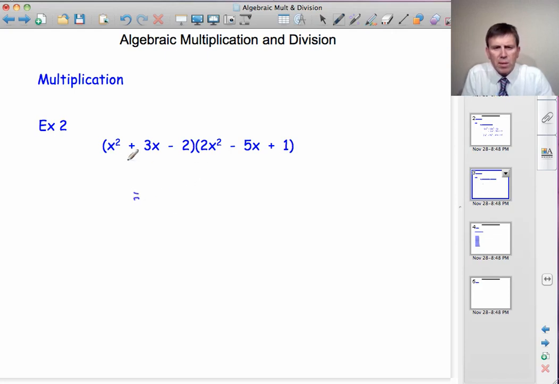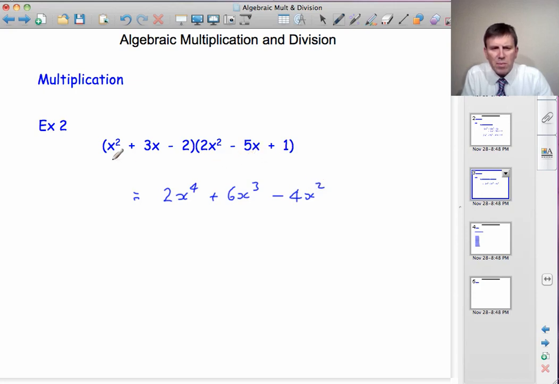2x squared times x squared is 2x to the power 4. 2x squared times plus 3x is plus 6x cubed. 2x squared times minus 2 is minus 4x squared. Now we move on to multiply the first bracket by the minus 5x.